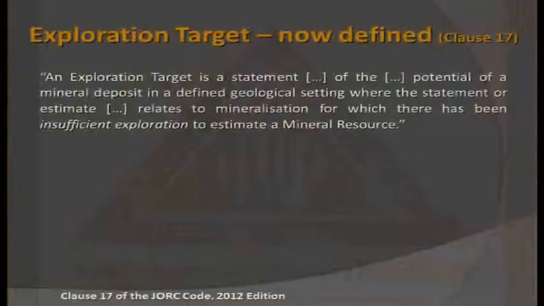There's been quite an expansion in the 2012 code covering exploration targets. It was always a somewhat vexed topic in 2004, and in response to that, the JORC committee have provided a lot more guidance now in the code as to what an exploration target is, and how you need to talk about that in a public report.